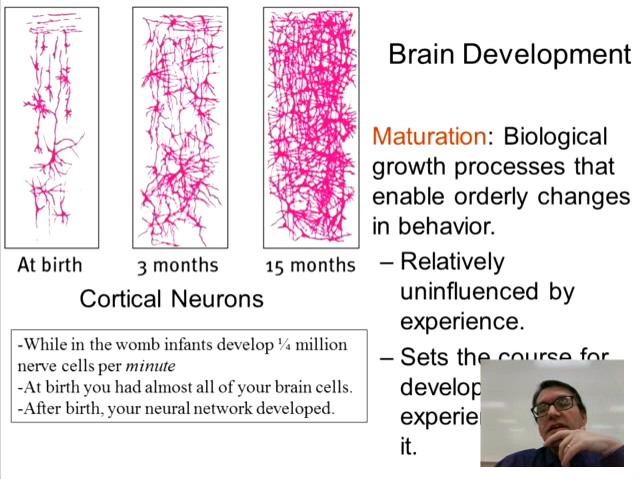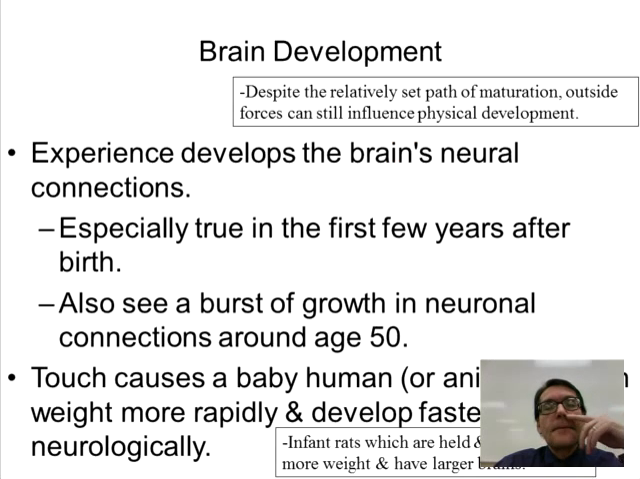So maturation is a biological growth process, generally not that much influenced by experience. Like, for example, all over the world, infants learn to walk at almost exactly the same age. It doesn't matter if they're free range babies, where they let the kids just roam around or crawl. And in some cultures, infants are basically strapped to mom's back all day long and never get a chance to move. Then it doesn't matter. They learn to walk at almost exactly the same age.